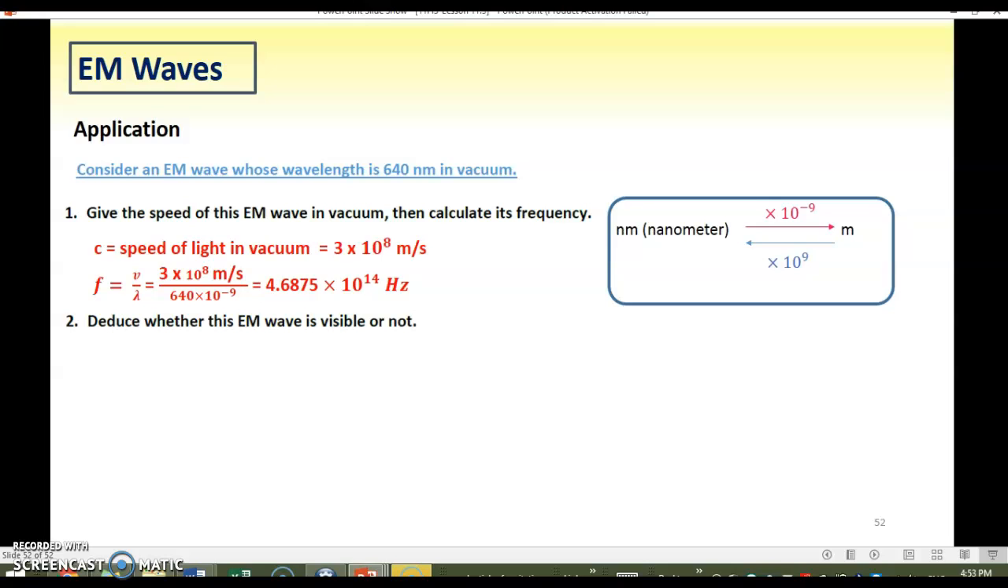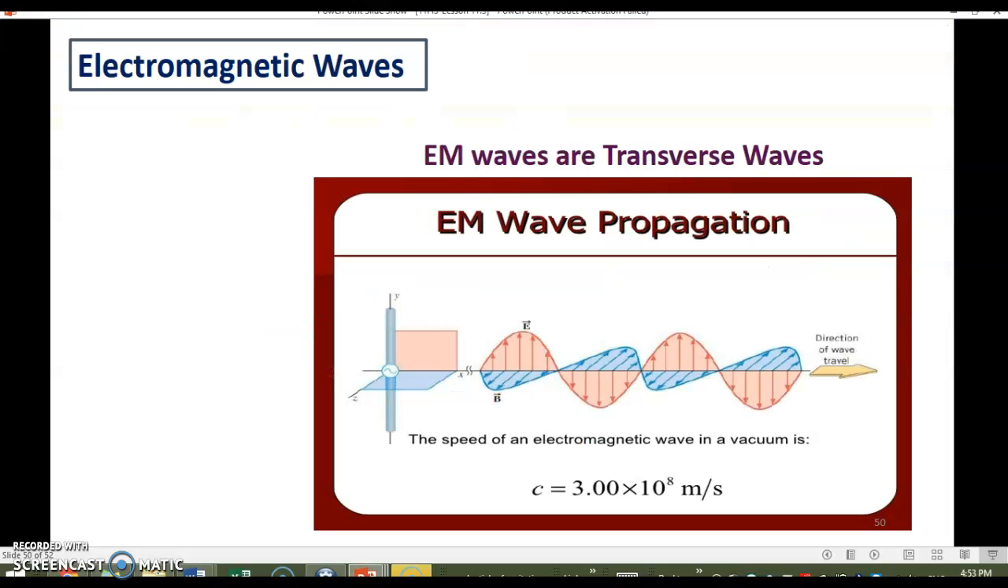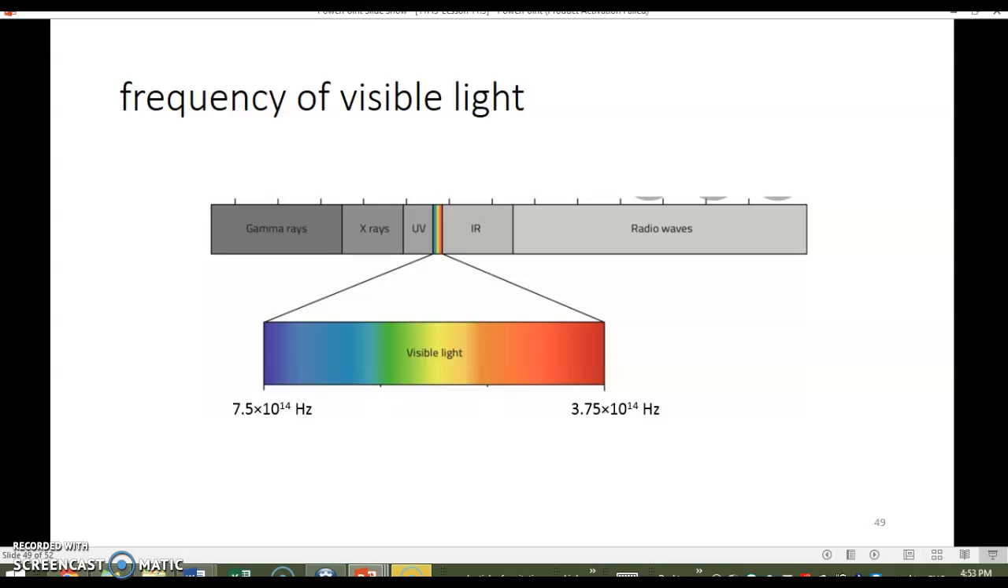So now f is 4.6875 times 10 power 14 Hertz. You are asked to deduce whether this electromagnetic wave is visible or not. In order to determine that, I have to go back to the visible spectrum. Visible light is from 3.75 times 10 power 14 Hertz till 7.5 times 10 power 14 Hertz.